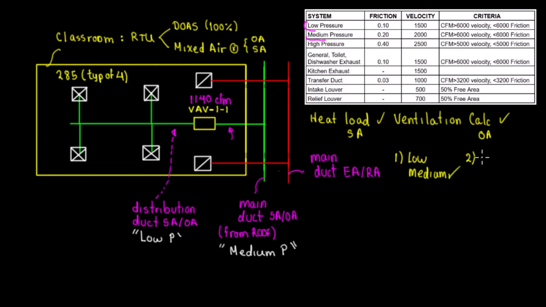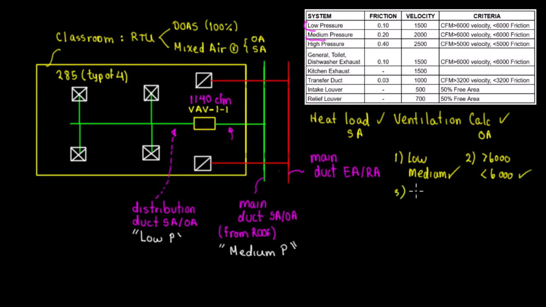Number 2, is it going to be greater than 6,000, or is it going to be less than 6,000? That's the second question, right? As you can see in here, what do I need? 1140. 1140 is actually less than 6,000. There you go. And then number 3 is going to be the criteria.